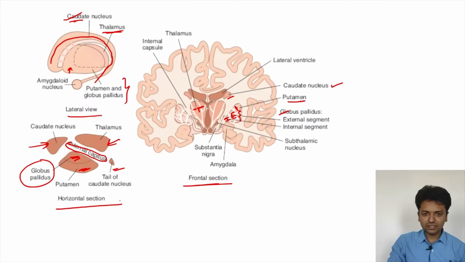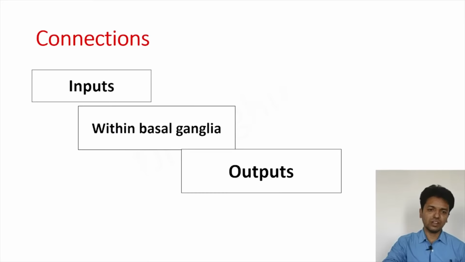This is the thalamus here, and below the thalamus, one small body we are seeing is nothing but the subthalamic nucleus. And here we can see this one is the substantia nigra. Okay, so this is how the basal ganglia looks anatomically.